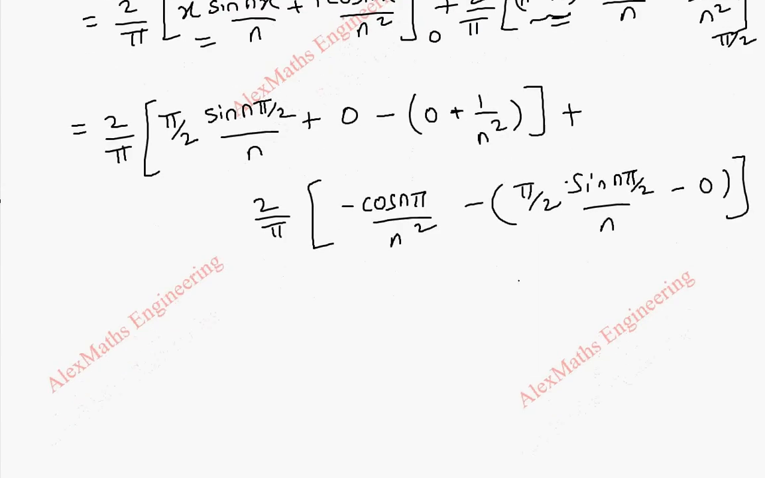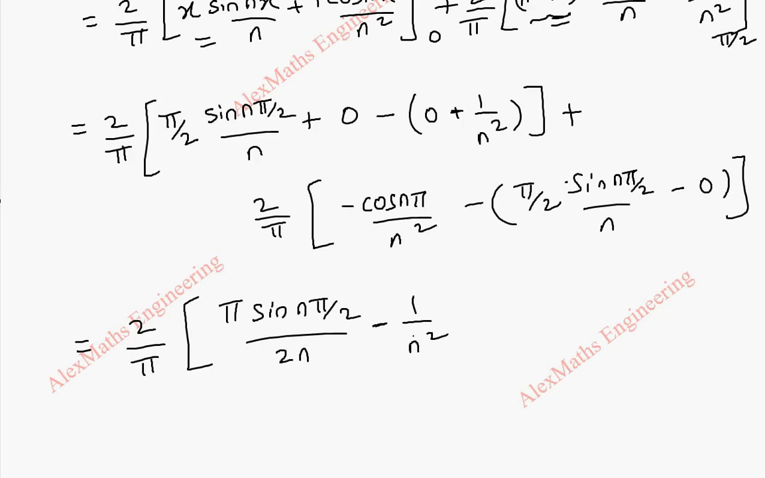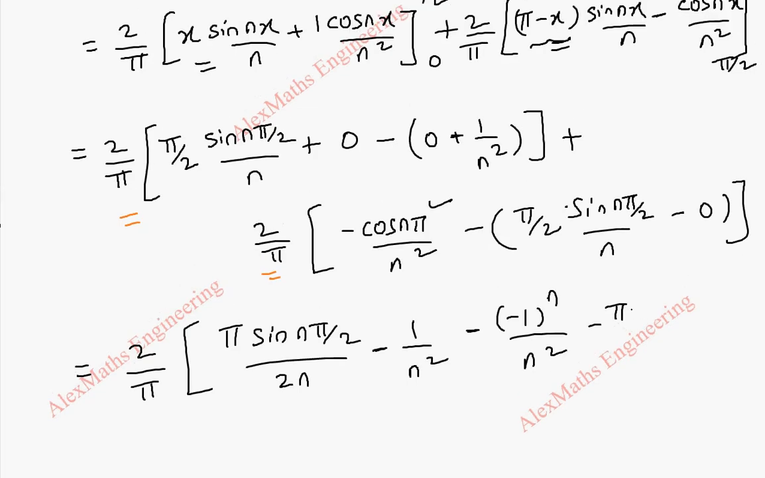Then finally we have this as 2 by pi, pi sin n pi by 2 by 2n, and this is minus 1 by n square, and 2 by pi we can take totally common, so we keep it outside. We have next term minus cos n pi is minus 1 whole power n by n square, and again this is minus sign, so minus pi sin n pi by 2 by 2n.